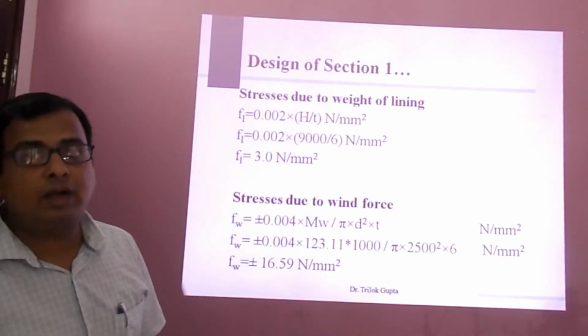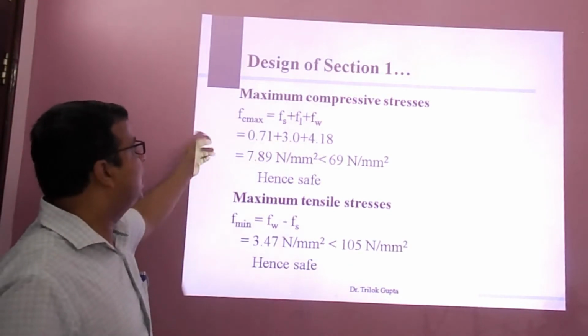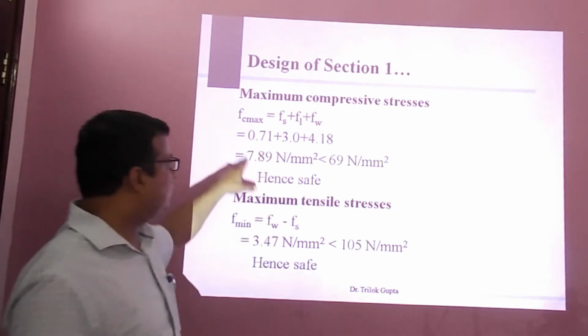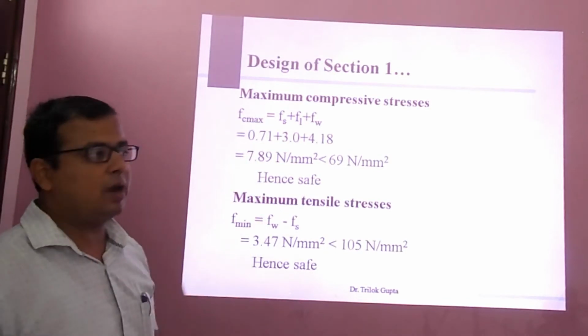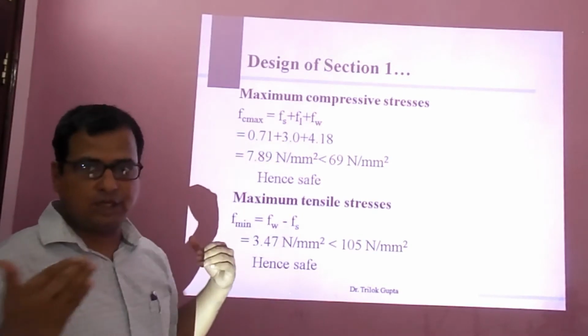Now we will calculate the maximum compressive stresses as well as maximum tensile stresses. So maximum compressive stresses will be the summation of all three forces. So that will be 7.89 Newton per mm square, which is less than 69 Newton per mm square. Hence our section is safe.